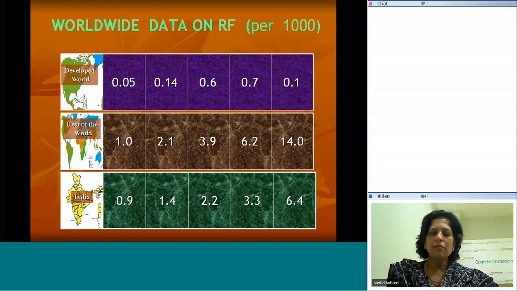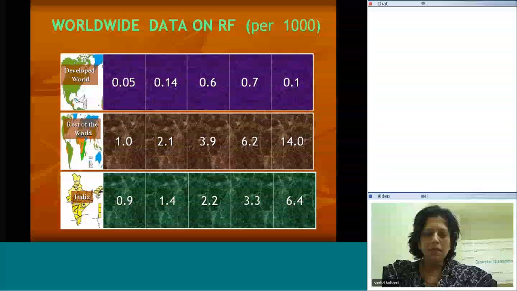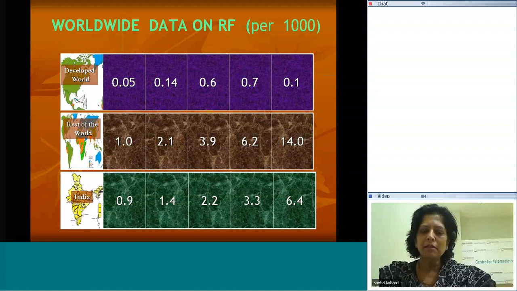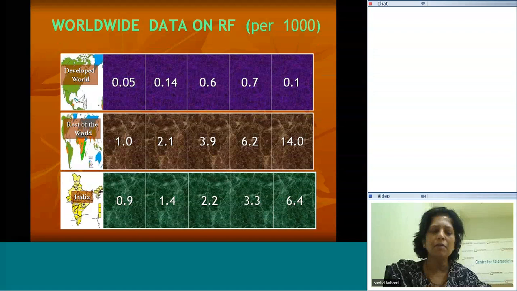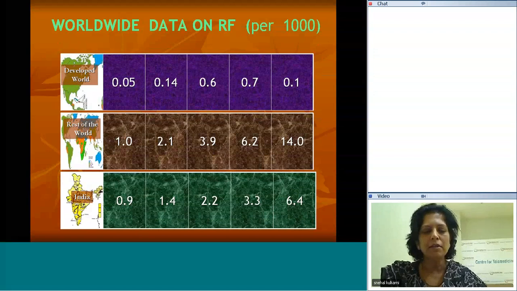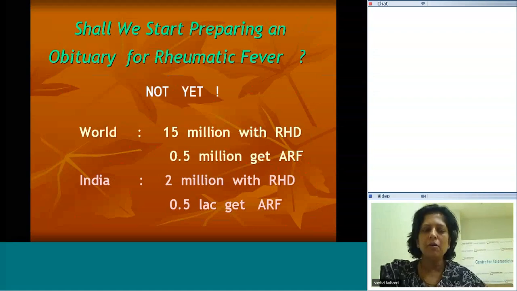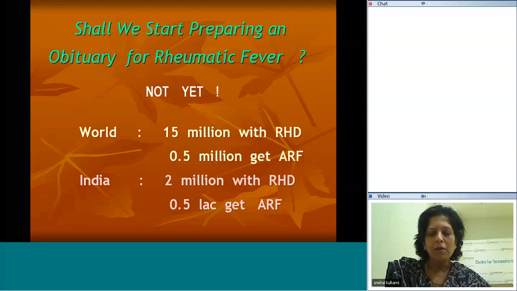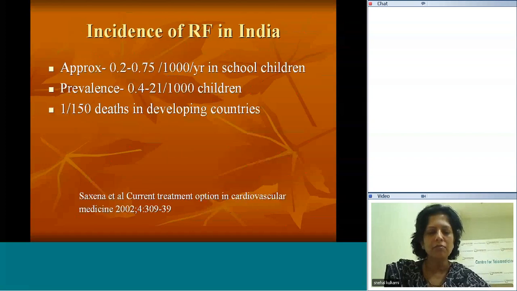If you see the worldwide data of rheumatic fever, it ranges widely. In India we are better than the underdeveloped or African countries, but we are much behind as far as the developed countries are concerned. Shall we start preparing to say goodbye to rheumatic fever? Definitely not, because we still have 2 million people with rheumatic heart disease, and 0.5 lakh people still get manifestations of carditis.